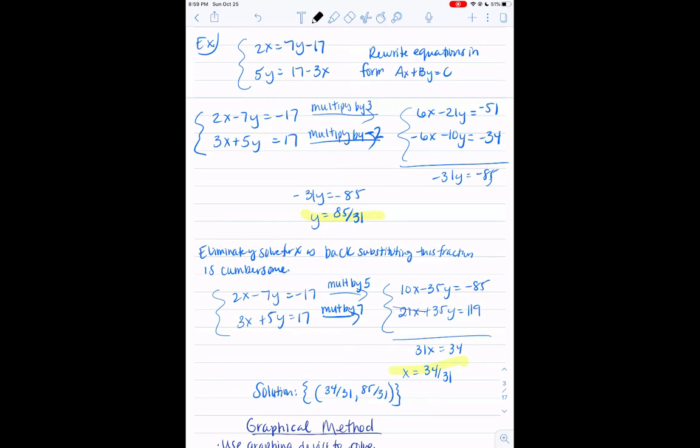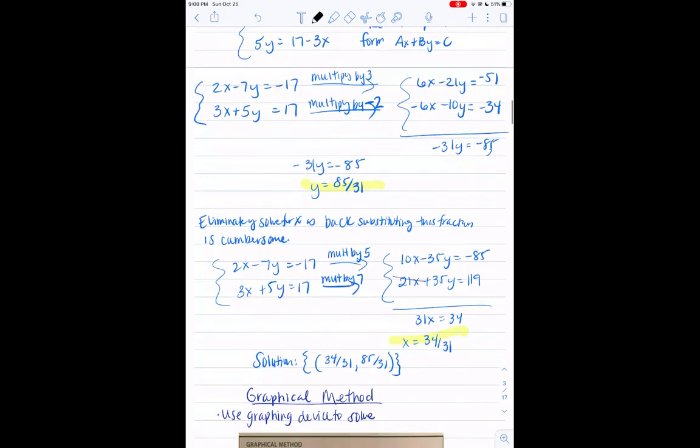I could back substitute this y equals 85 over 31 into either of my equations. But I'm going to start from the beginning and instead solve for my x and eliminate y, instead of substituting the fraction back, just because it's a complicated fraction. I don't want to have to deal with that. So I'm going to do it this way. I'm going to try to eliminate y now.